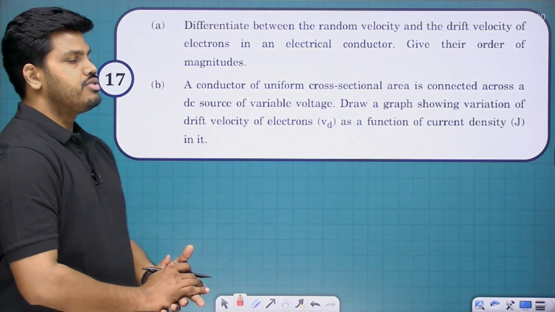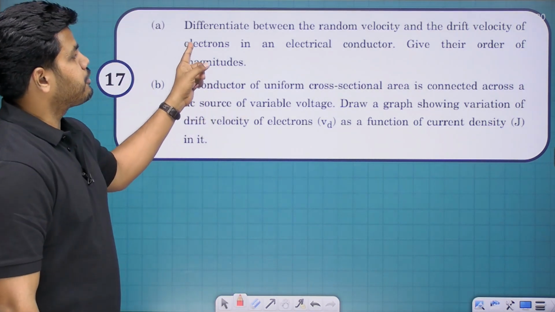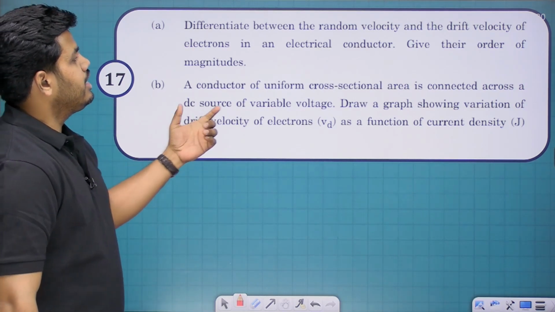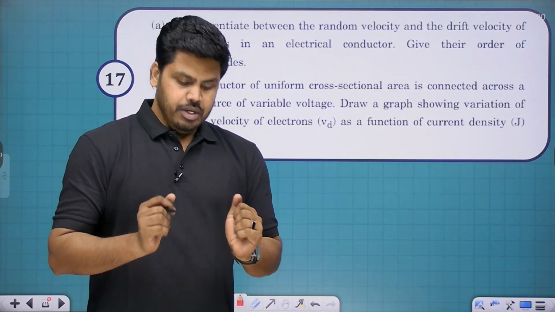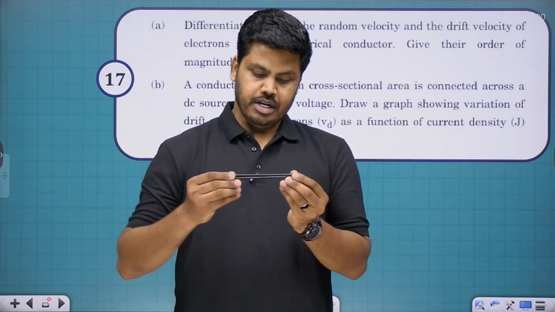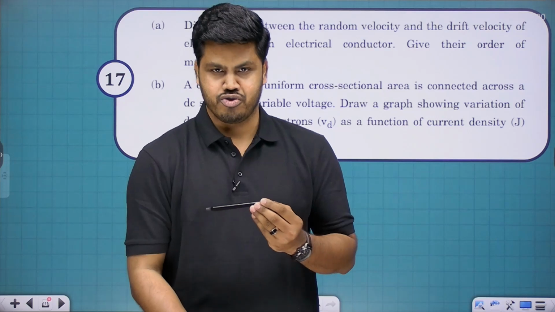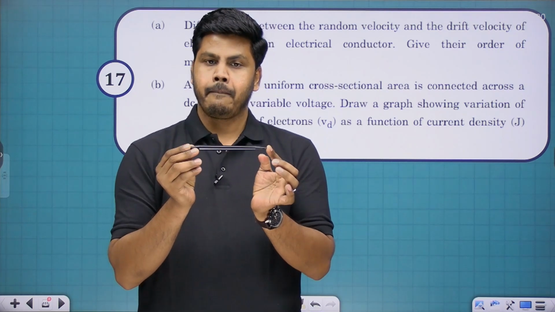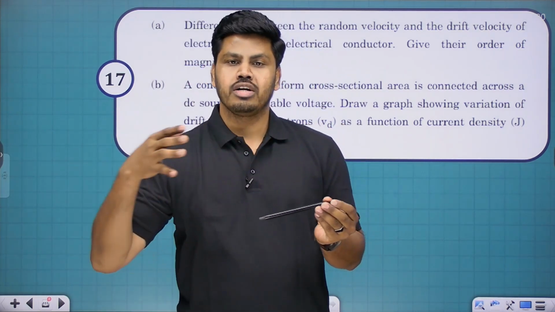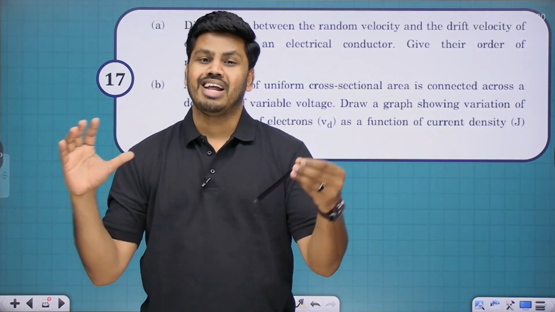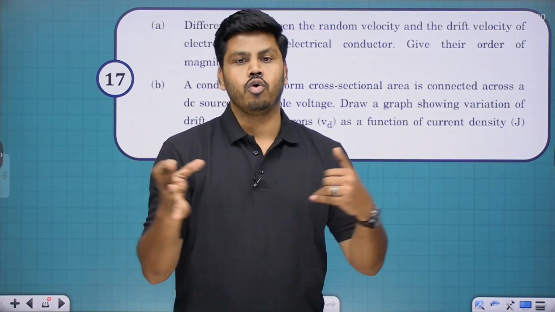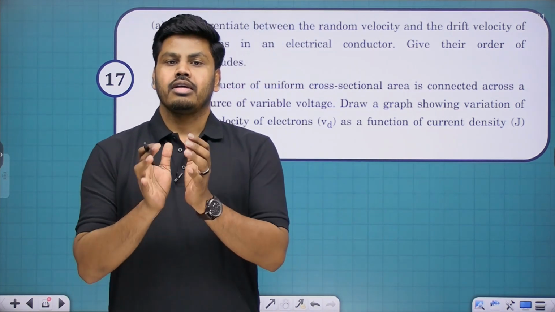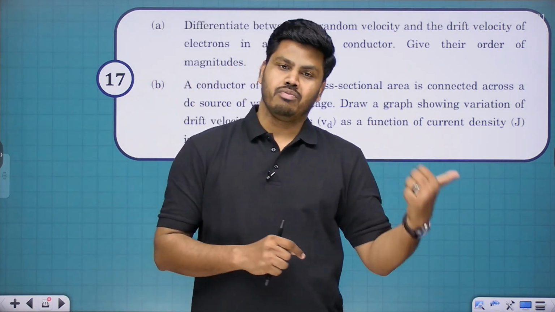We are moving to question number 17. Differentiate between the random velocity and drift velocity of electrons in an electrical conductor. We know that whenever we consider an electrical conductor, the electrons inside the conductor are in random motion. They are moving in all possible directions. But they don't contribute any current in the conductor because, on average, the number of electrons moving in one direction is equal to the number moving in the opposite direction. So they don't make any flow of charge in a particular direction, and the current will be 0. The velocity of this random motion is called random velocity.